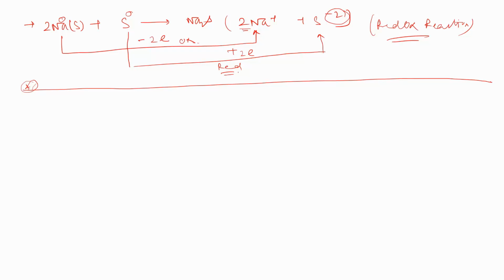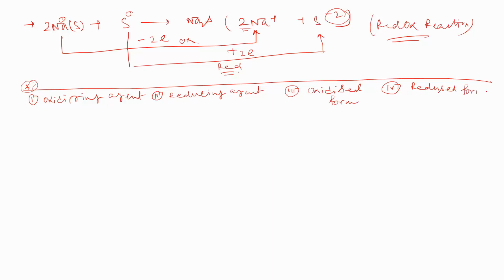There are some terms in redox reactions that I will show you here. The first term is oxidizing agent. The second term is reducing agent. The third term is oxidized, and the fourth term is reduced, meaning the oxidized form and the reduced form. These terms are actually very confusing.